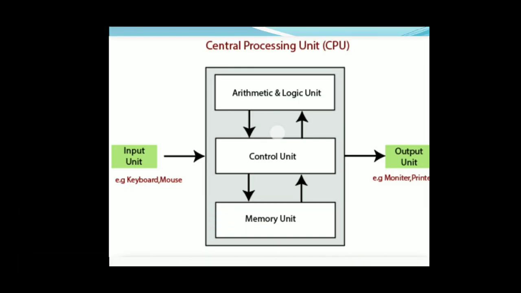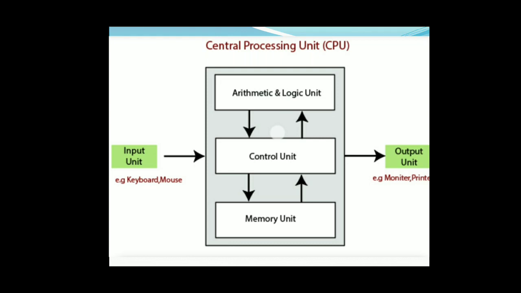So this is a block diagram of a computer. Firstly, we will see what is meant by computer. The term computer is derived from the word compute. Compute means to calculate. It is an electronic device which performs arithmetic and logical operations. Basically, there are three stages. One is input, second is processing, and third is the output process.